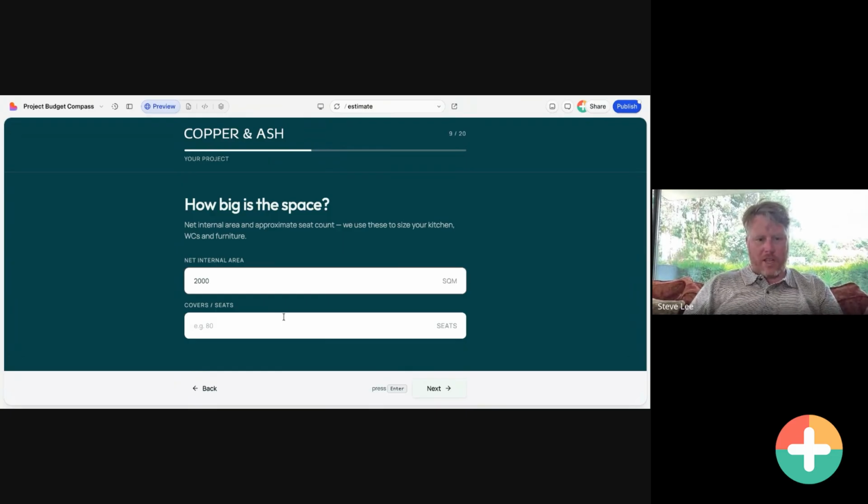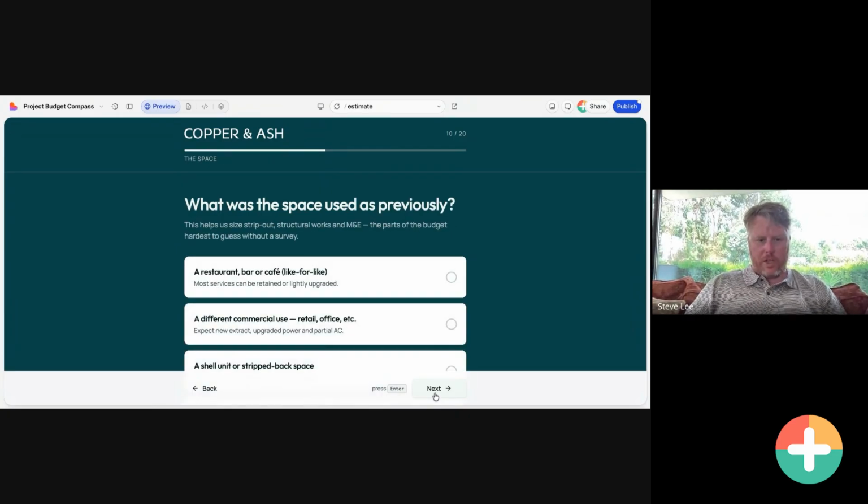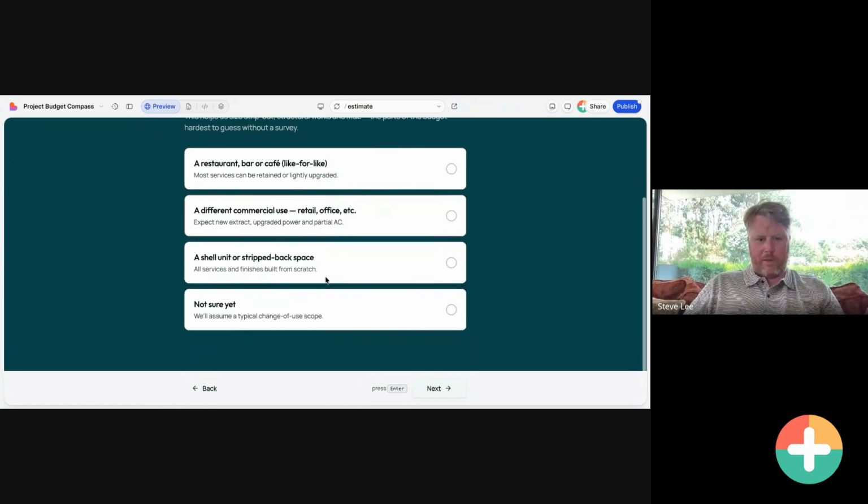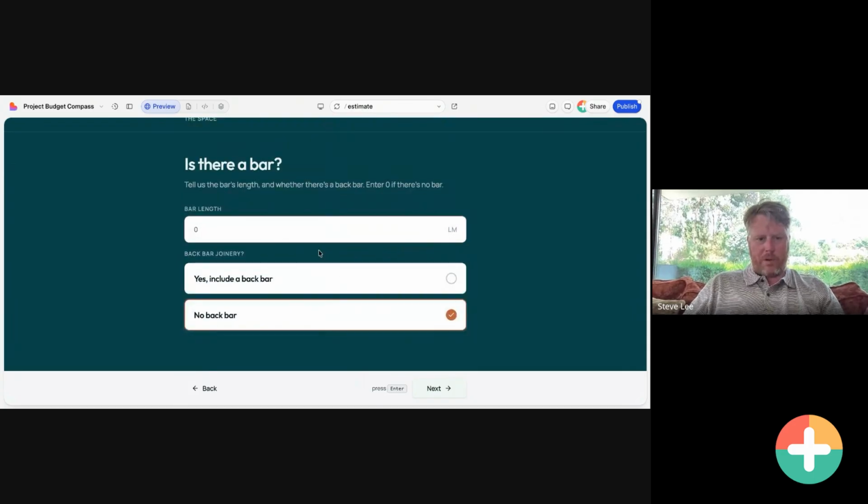But I'm going to start by saying 2,000 square meters and 150 covers in there, which is quite large. What was the space used as previously? This is quite important because it might need to be stripped down. Again, this will be refined over time, but we're going to say it was a stripped back space, which is probably ideal. Does it have a bar? Yeah, it's got a 3-meter bar, and we're going to include a back bar.